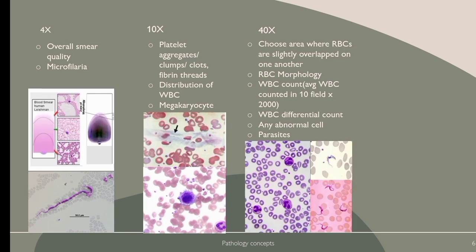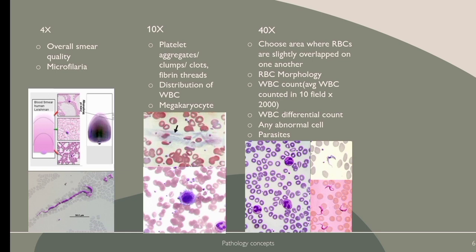You can perform a WBC differential count in this view. You can observe RBC morphology like echinocytes, sickle cells, target cells, teardrop cells, stomatocytes, ovalocytes, microcytes, macrocytes, etc. Any other large and abnormal cells and parasites can be identified in this view.